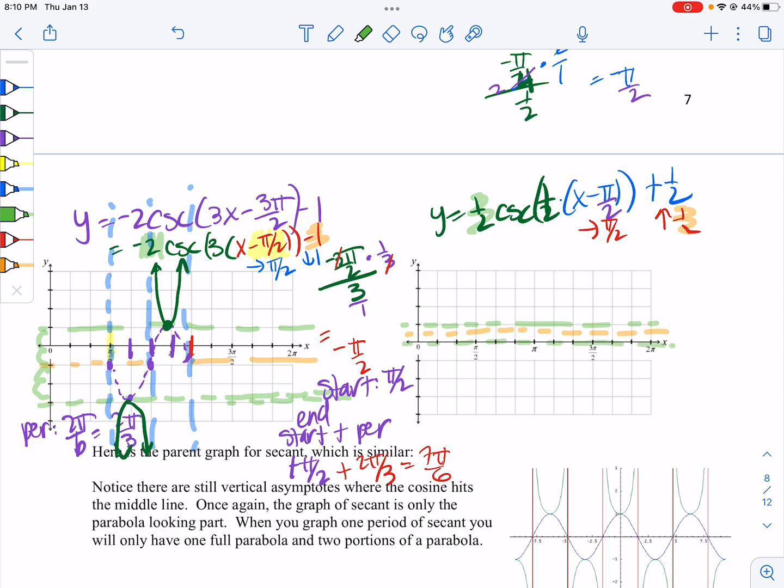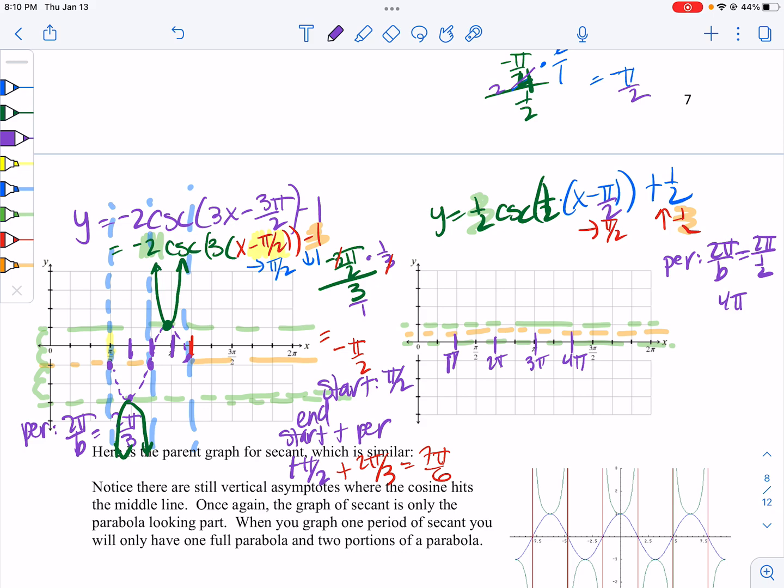Okay. And then the period we find by doing 2 pi divided by b. So our b in this case is 1/2. So when I flip and multiply, that gives us 4 pi. So I need to start at pi halves but end at 4 pi. So I'm going to rescale. So I'm going to do a space for every 2 to be a pi. So pi, 2 pi, 3 pi, 4 pi.